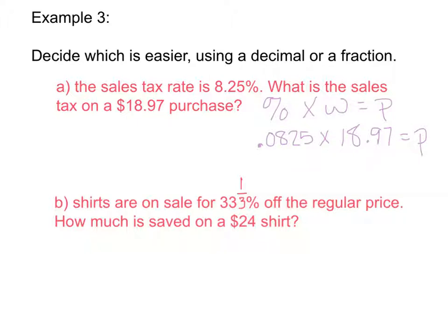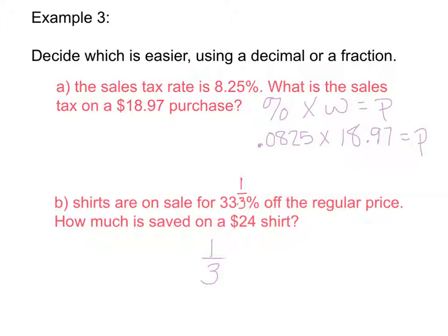Now, let's look at part B. It says shirts are on sale for 33 1/3% off the regular price. How much is saved on a $24 shirt? Most of you might know already that the decimal in here is really right here. We just don't write it because we have a fraction. If we were to write 1/3 as a decimal number, it would happen to be 0.3 repeating. So converting this into a fraction is actually a lot easier because 33 1/3% as a fraction is 1/3.